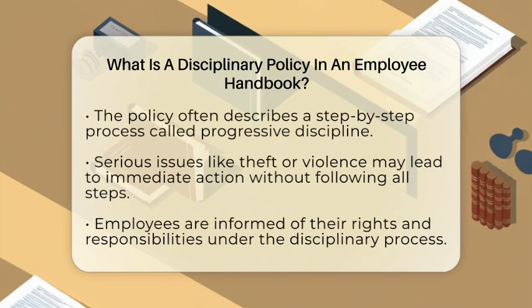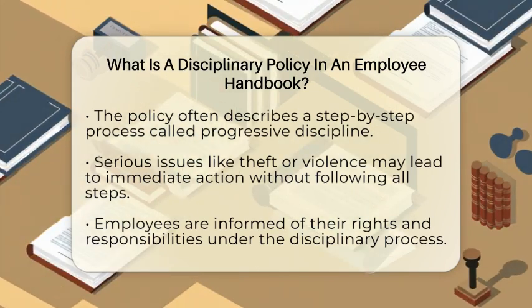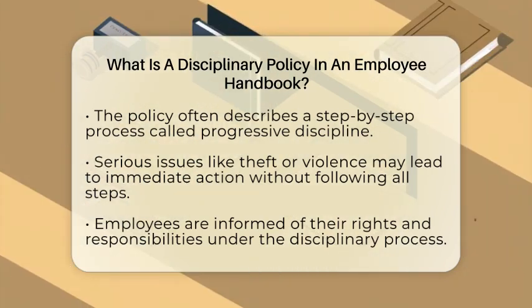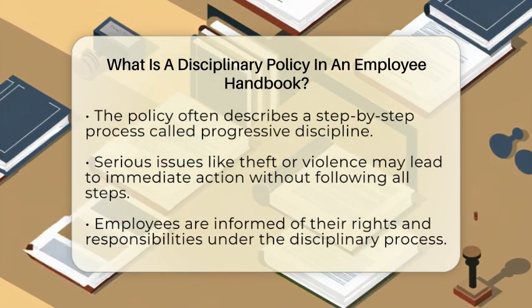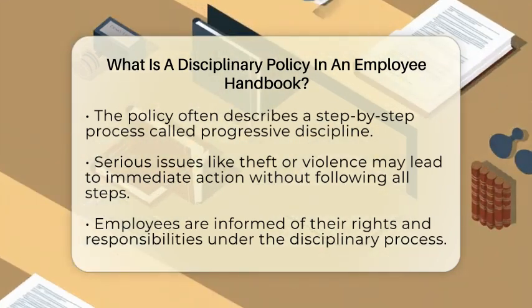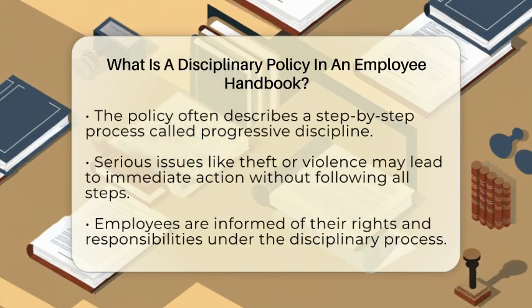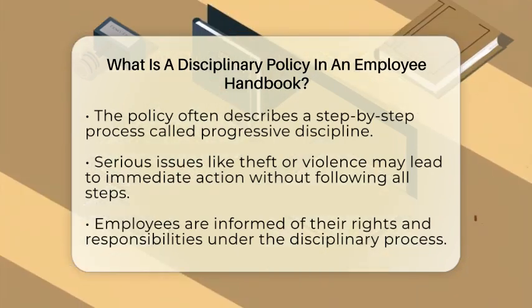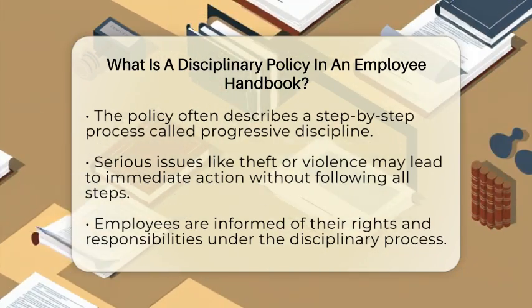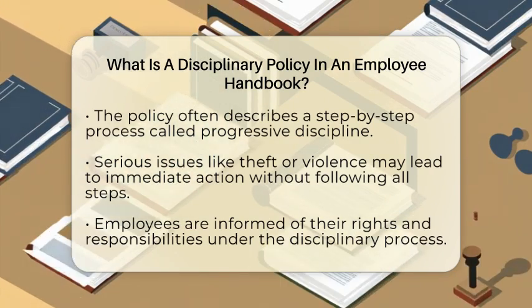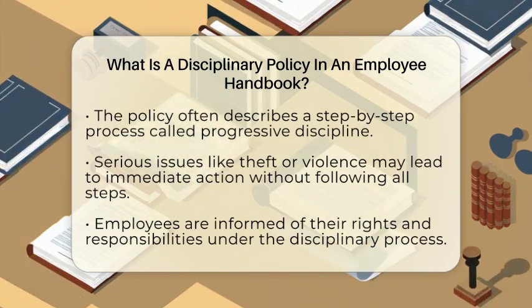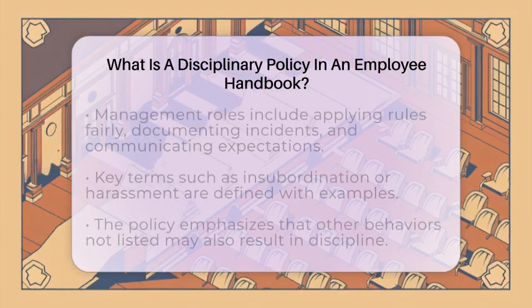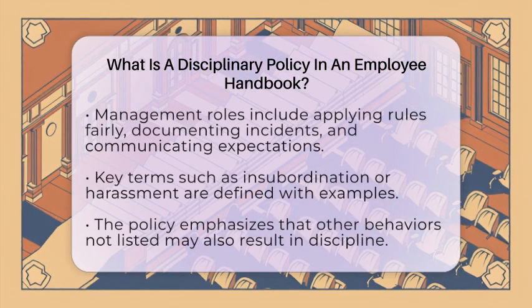The policy often describes a step-by-step process, called progressive discipline, where consequences grow more serious if the behavior continues. Some organizations may skip steps if the issue is very serious, like theft or violence. The policy also explains employee rights and responsibilities. Employees are told they must follow workplace rules and have the right to understand the disciplinary process.